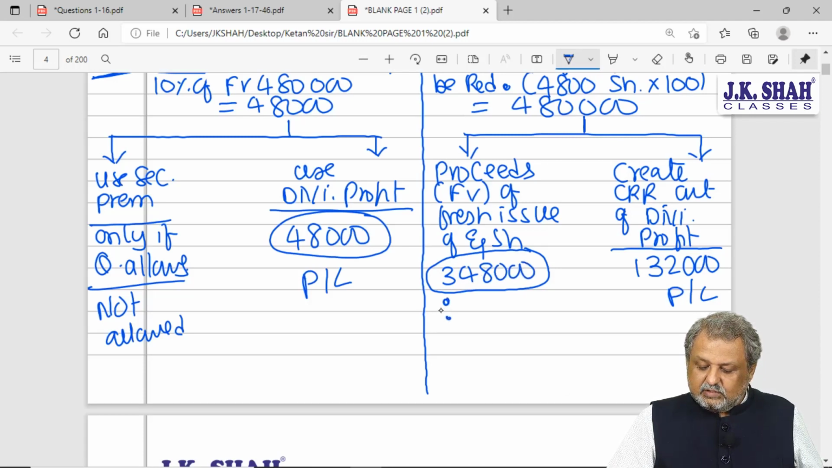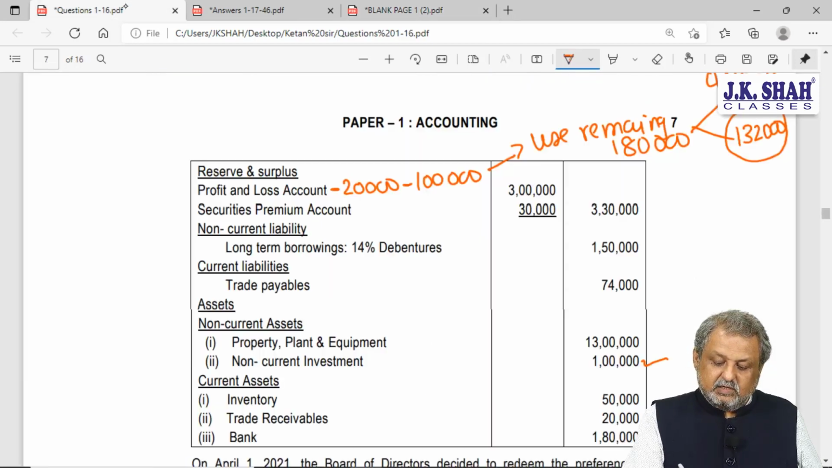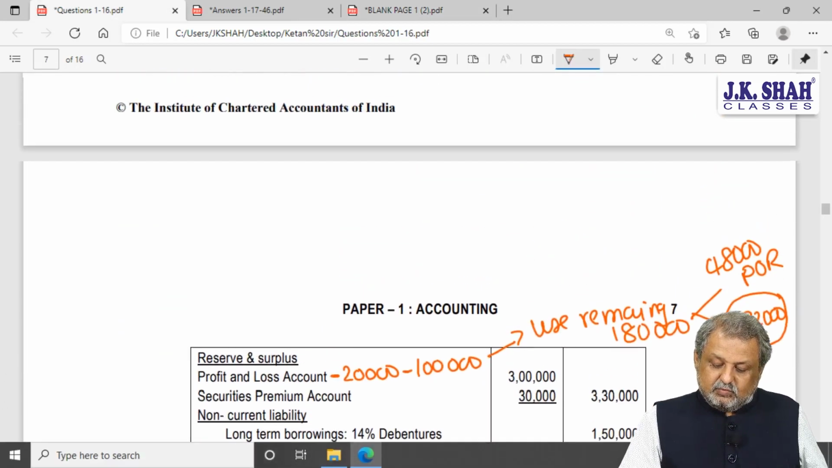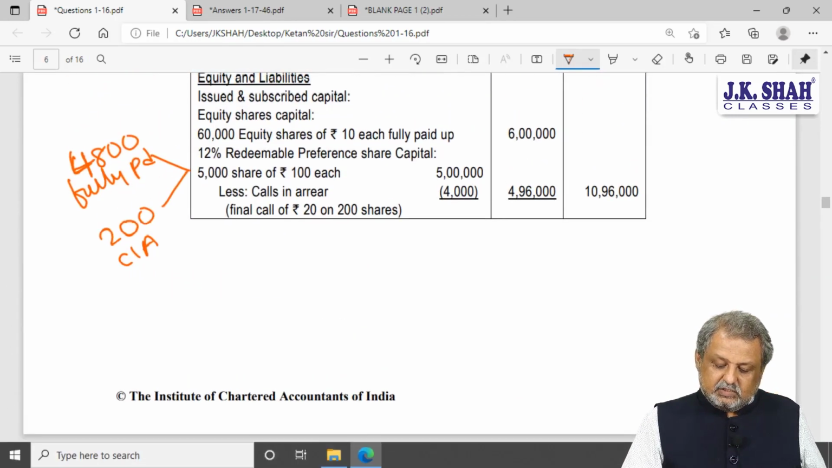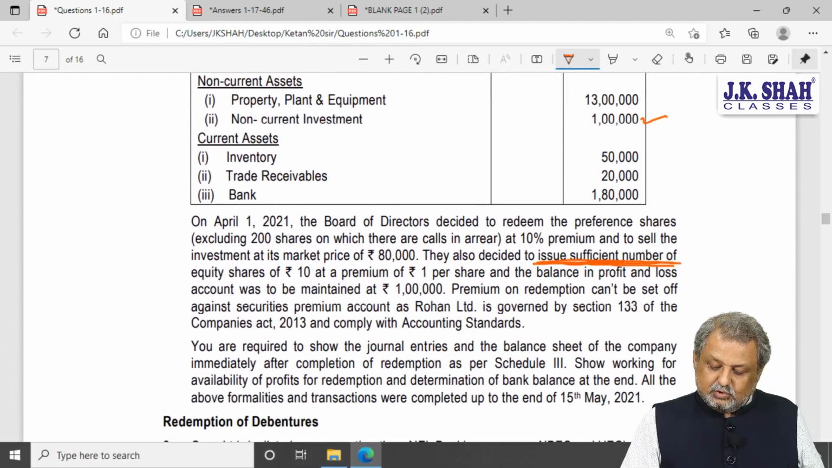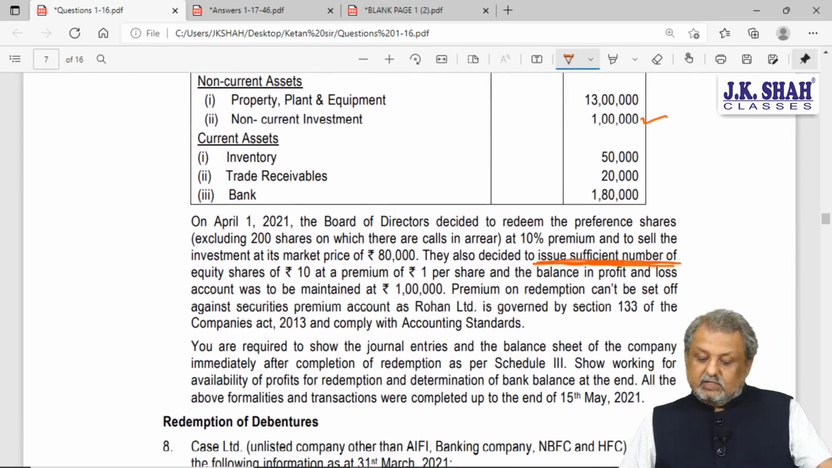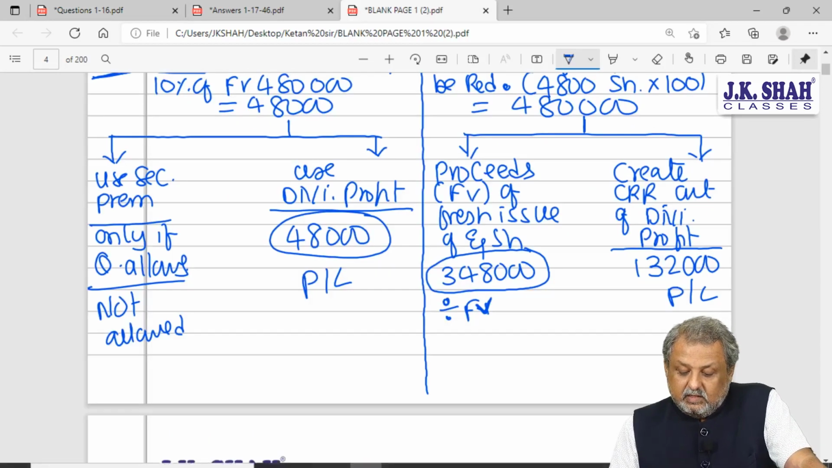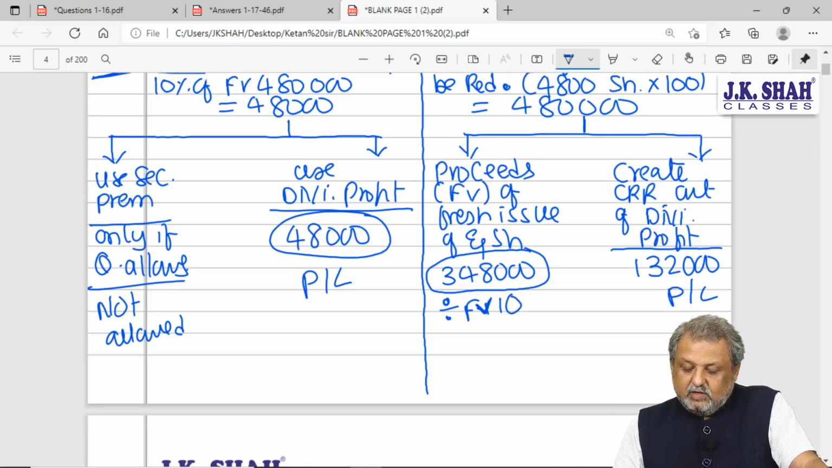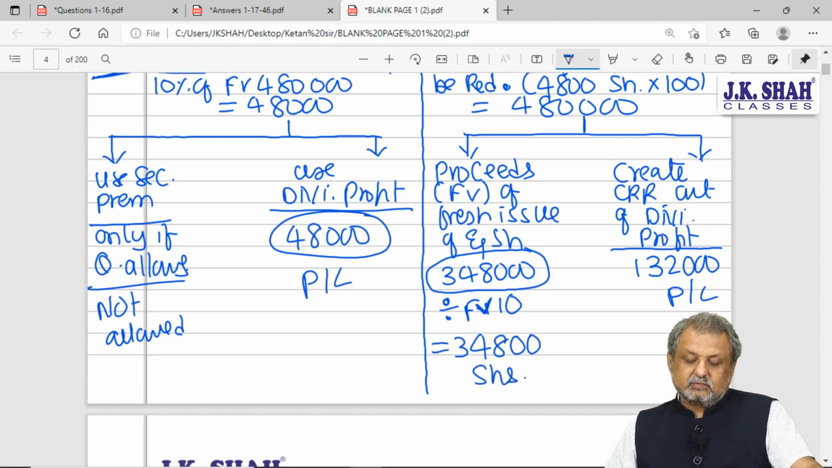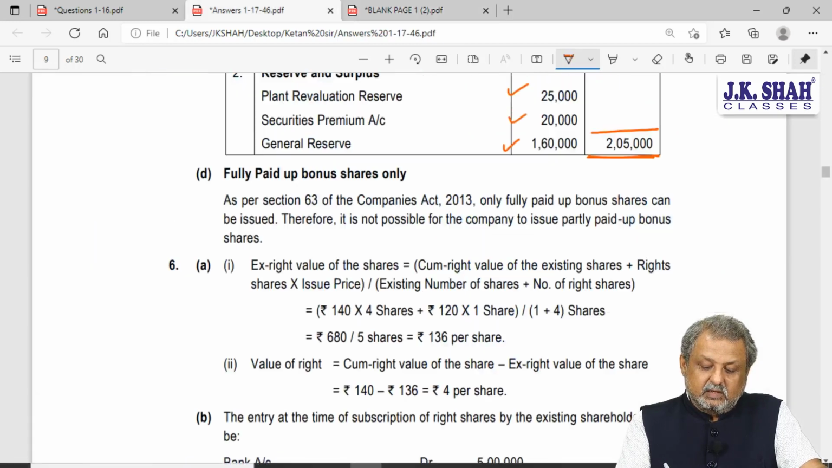But divide this by face value, the face value of the equity share. The face value of the equity share is given as 10. Don't take the issue price. The shares are issued at a premium of 1, but take the face value here. So it will be 34,800 shares. Understood? Everybody?